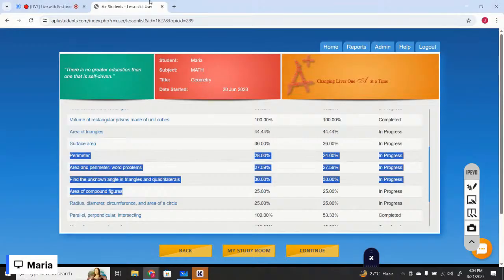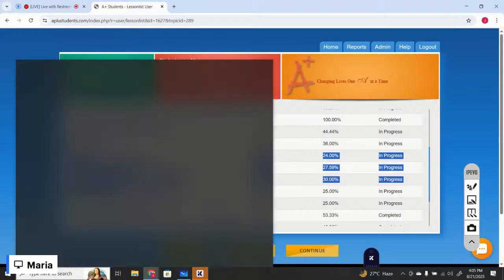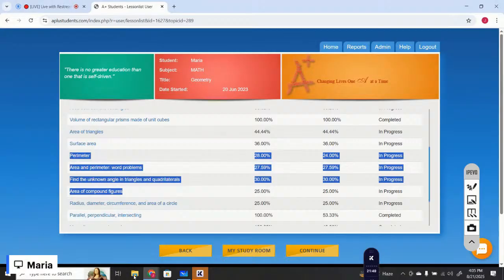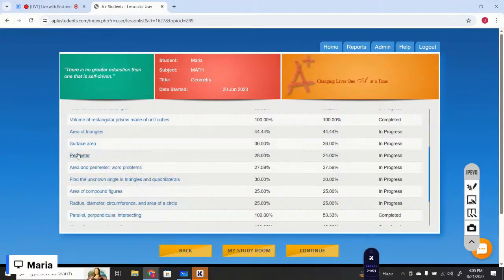We're going to start with geometry. The lessons we're going to cover today are perimeter, area and perimeter word problems, find the unknown angle in triangles and quadrilaterals, and area of compound figures. So let's just start with the lesson perimeter.